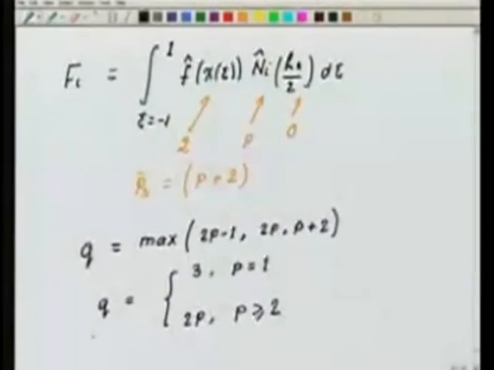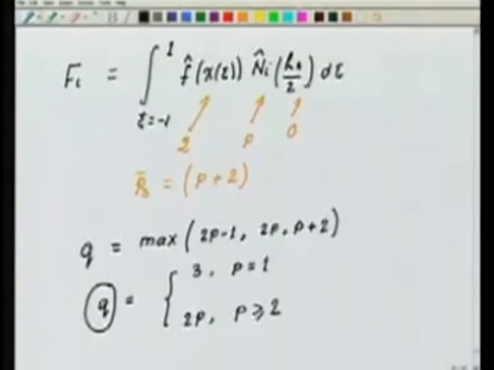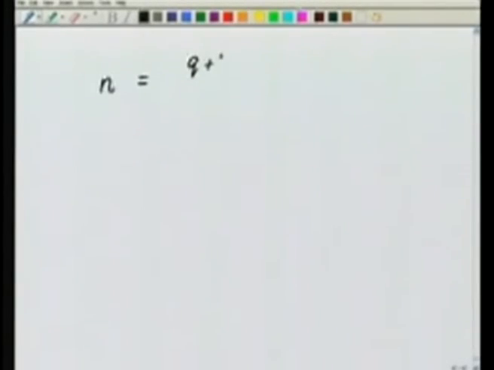So, the integration order, the maximum order of polynomial for which I would like to have exact integrals is governed by either 3 when p is equal to 1 or 2p when p is greater than or equal to 2. So, then our n is equal to q plus 1 by 2 will do the job, this is true when q is odd.